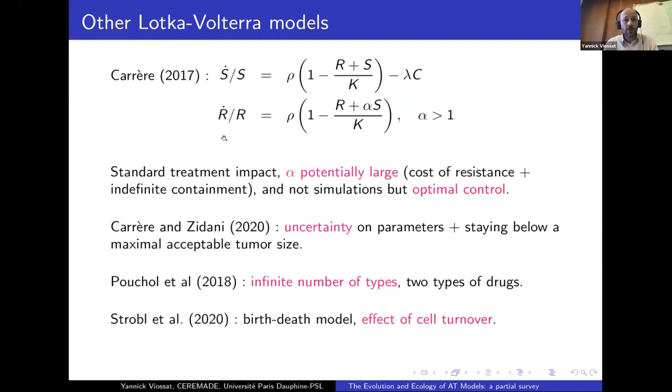Talking about other models, there are other Lotka-Volterra models in the literature. For instance, Cécile Carrère has a model with two types, which is quite similar to Zhang et al., except that there is a standard treatment impact. And also the competition coefficient alpha here is potentially large. It is greater than one.